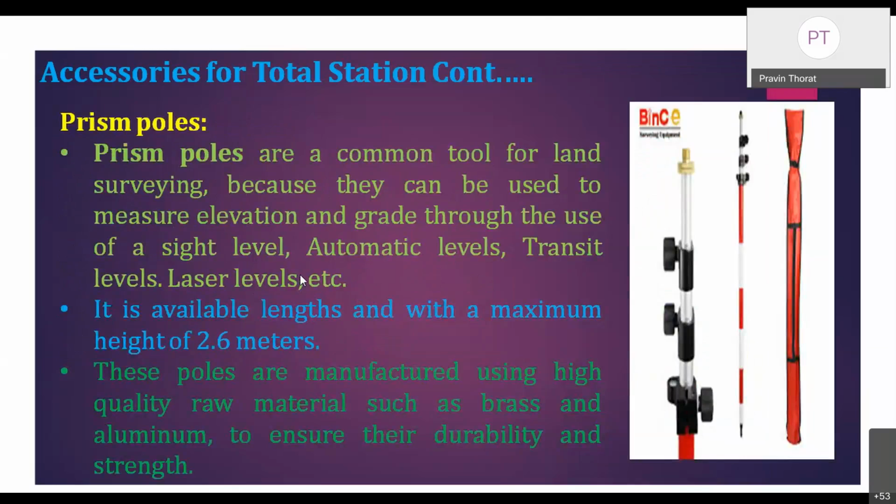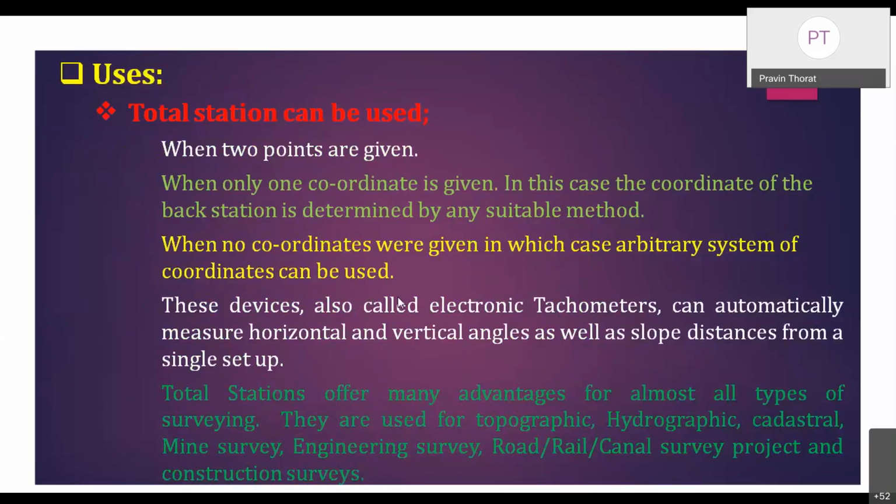Then we move towards the prism pole. Prism poles are a common tool for land surveying because they can be used to measure elevations and grade through the use of site levels, automatic levels, transit levels, laser levels, total station, etc. It is available in the market with a height of 2.6 meters. These poles are generally manufactured using good quality raw materials such as brass and aluminum to ensure durability and strength. These are the main accessories used in the total station.